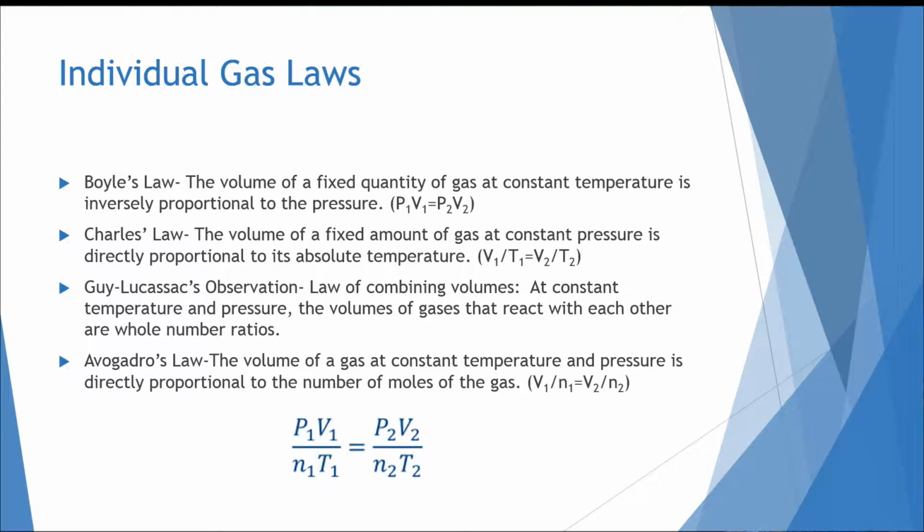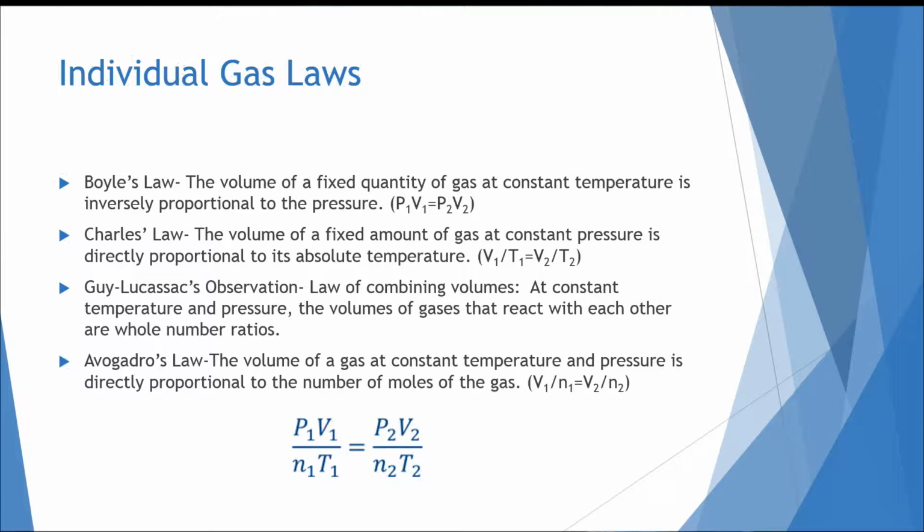Charles's law tells us the volume of a fixed amount of gas at constant pressure is directly proportional to the absolute temperature. So again, that volume and temperature. A lot of these are very self-explanatory. You can go through and look at the individual gas laws. But really, if you want to compare all of these things, use PV equals nRT, and then you can ratio them out. So at the bottom, this says P1V1 over n1T1 is equal to P2V2 over n2T2.